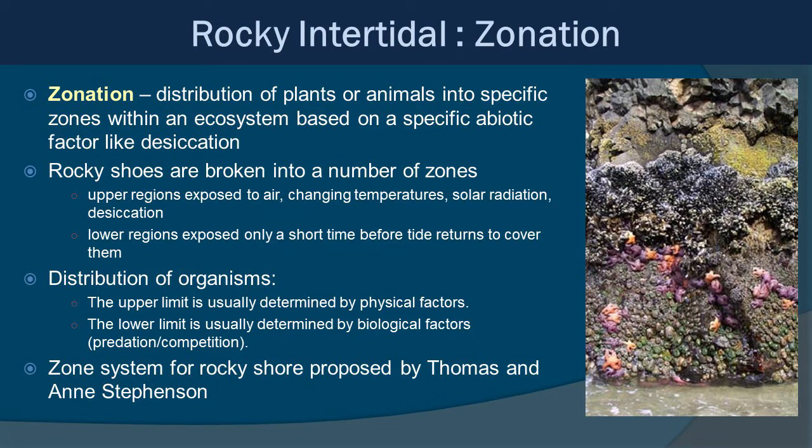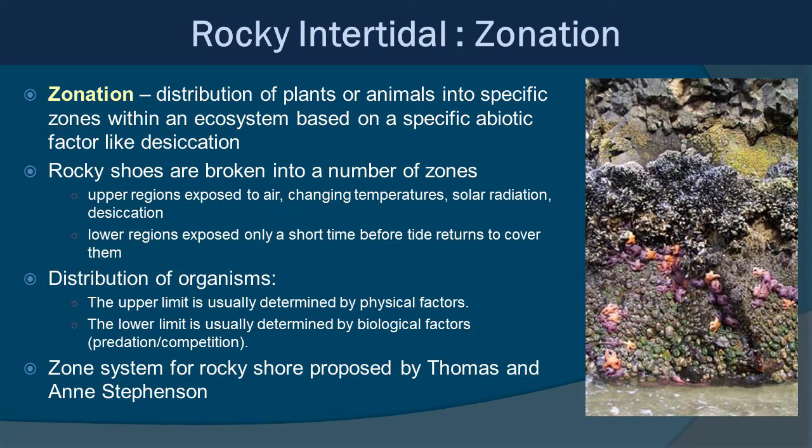Now, when we talk about the distribution of organisms, we're talking about where they occur in the intertidal zone. Do they occur more towards the upper regions where it's drier? Or do they occur more in the lower regions where it's wetter or even underwater most of the time? And within any particular organism, whether you're talking about a barnacle or a sea star or whatever, the upper limit is usually determined by physical factors.